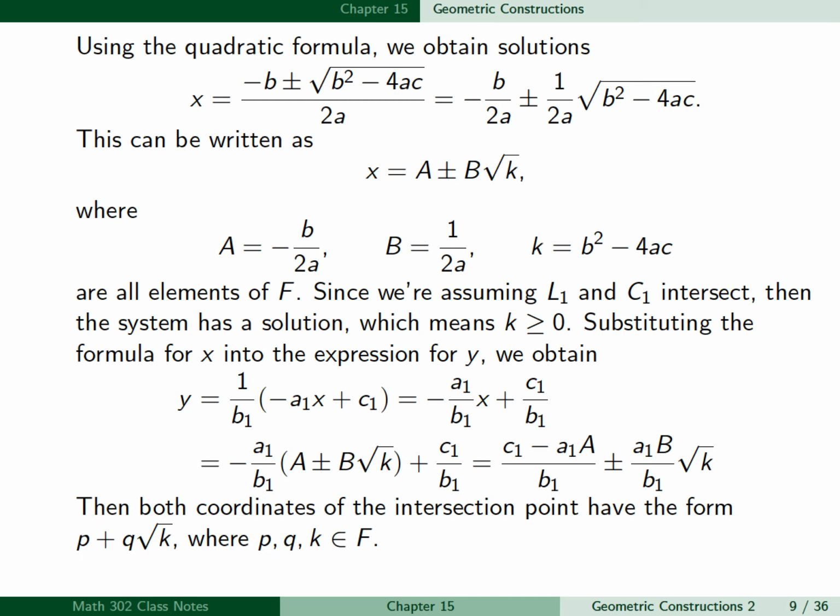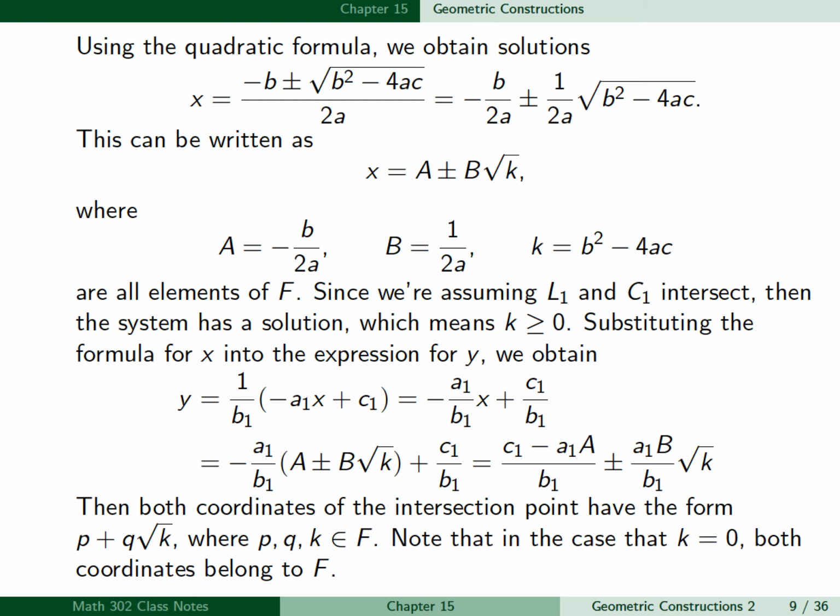And this shows that both coordinates of the intersection point will have the form p plus q times the square root of k, where p, q, and k all belong to the field F. Now note that in the case that k is equal to 0, both coordinates will actually belong to F.